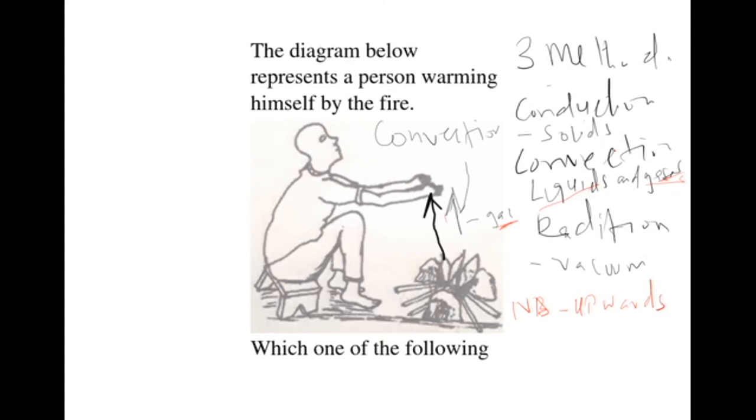So it goes upwards. Then we have the heat coming from the source to the feet. When you look at the space between the fire and the feet, there is gas, there is air there. But we have said convection is the mode of heat transfer that takes place in liquids and gases, and that convection takes place upward, so it cannot take place sideways. Therefore, the method through which the heat reached the feet was radiation.